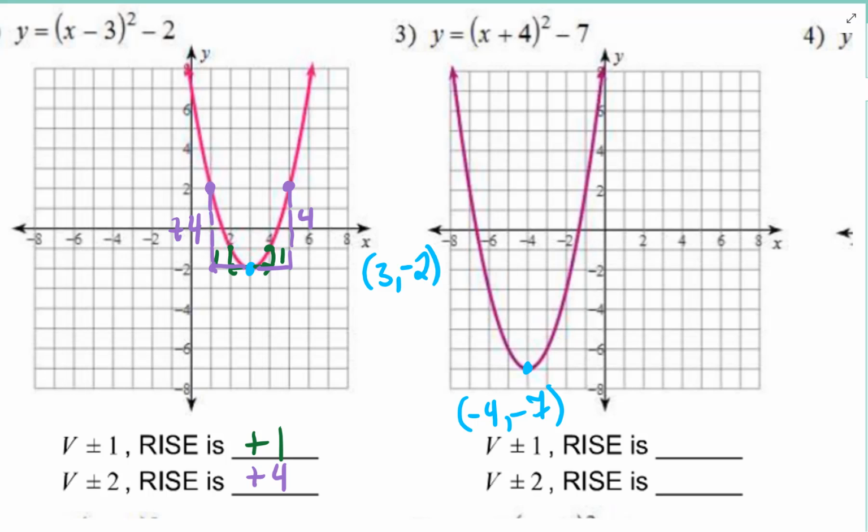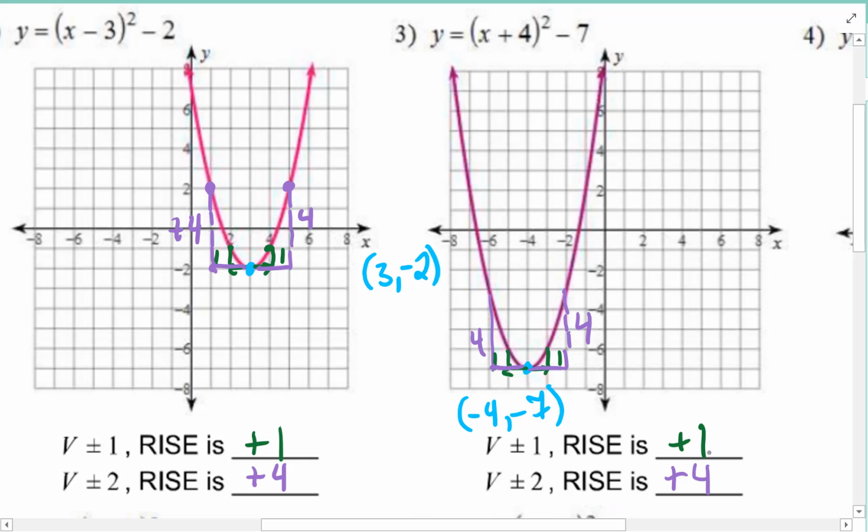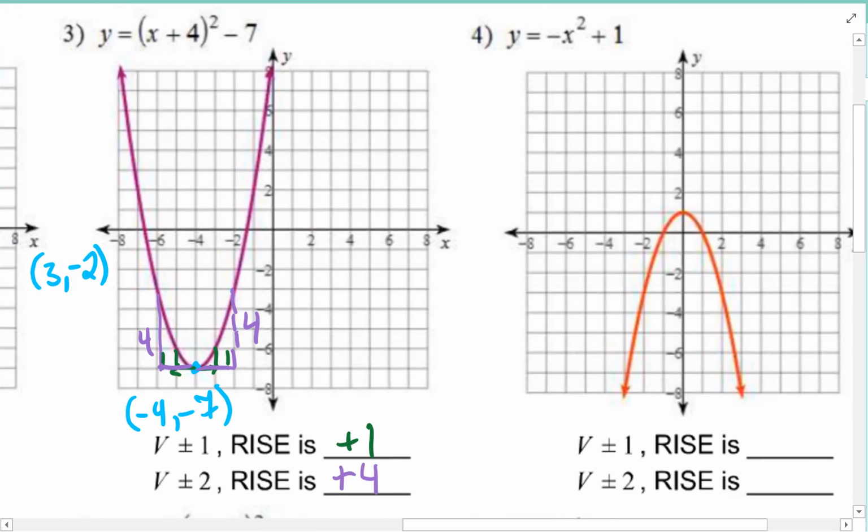The vertex here is (-4, -7). Let's check the rise. 1 unit away from the vertex, we rise 1 unit. 1 unit to the left, we rise the same, which is 1 unit. Let's check out 2 units away from the vertex. 2 units we rise 1, 2, 3. Again, 2 units away from the vertex, we rise 4. This is becoming quite the pattern.